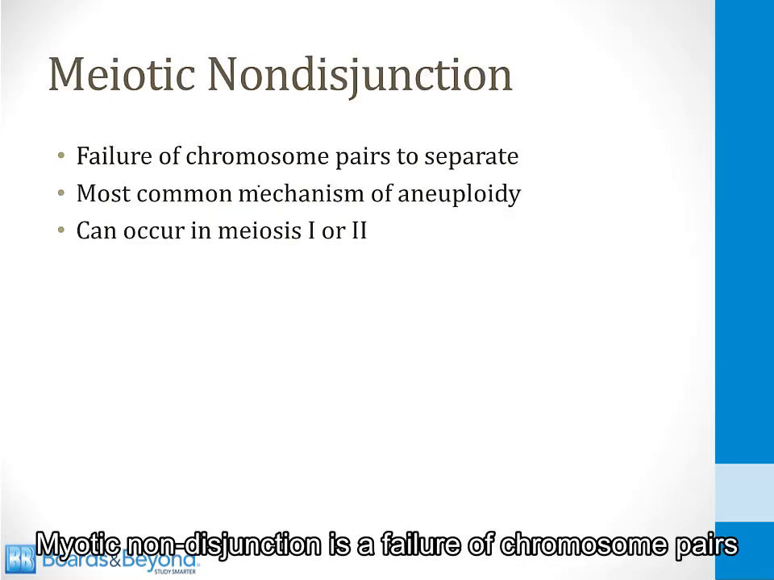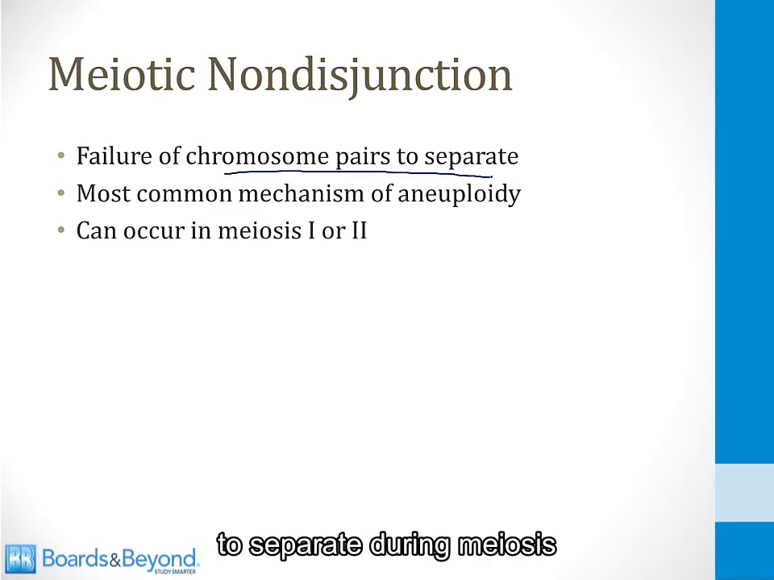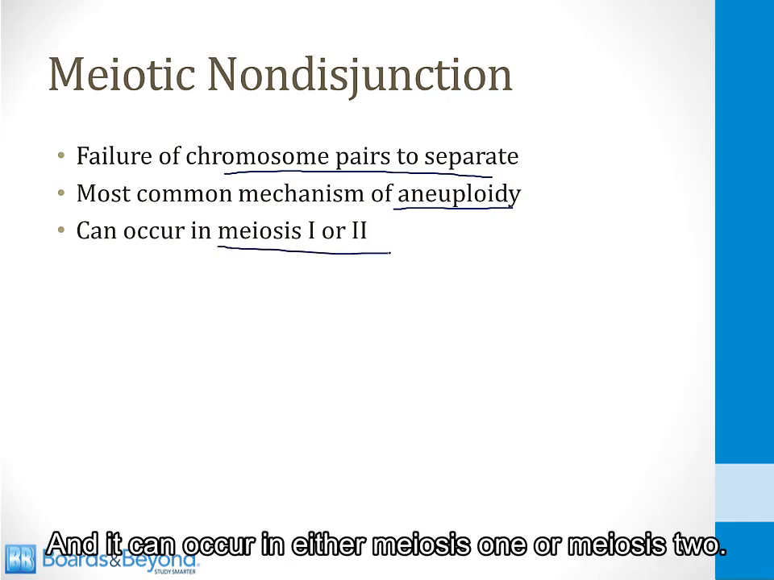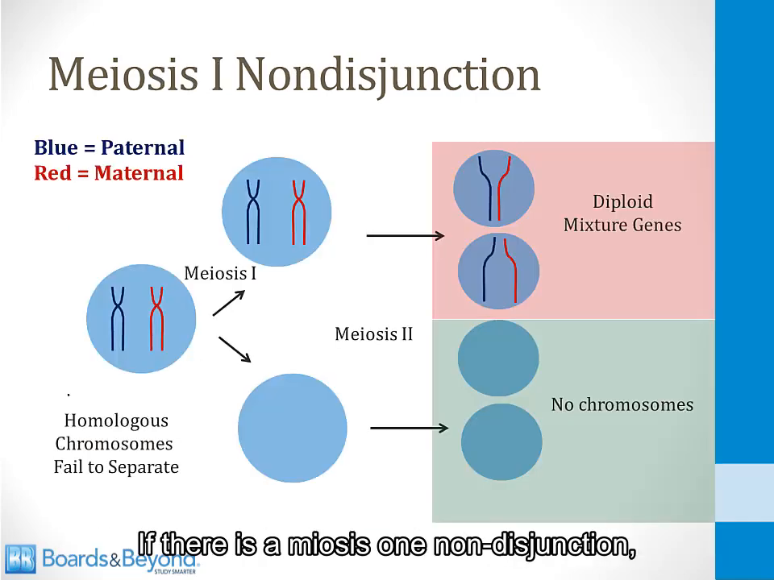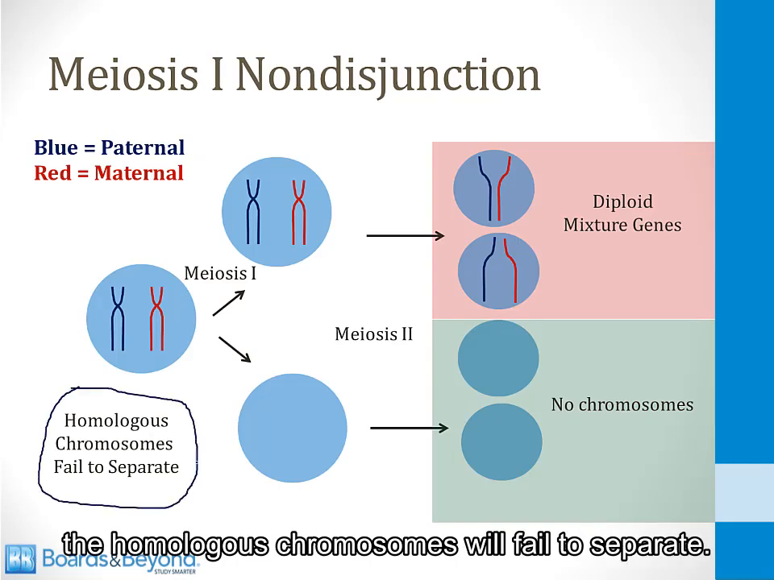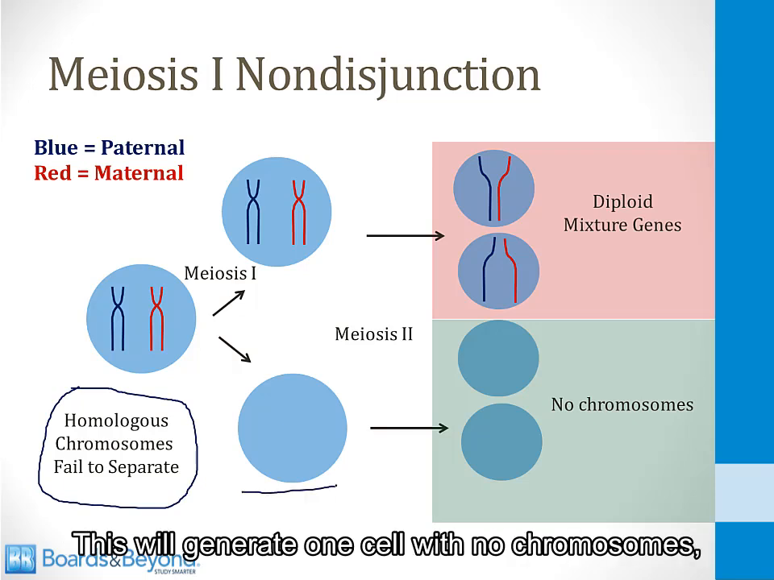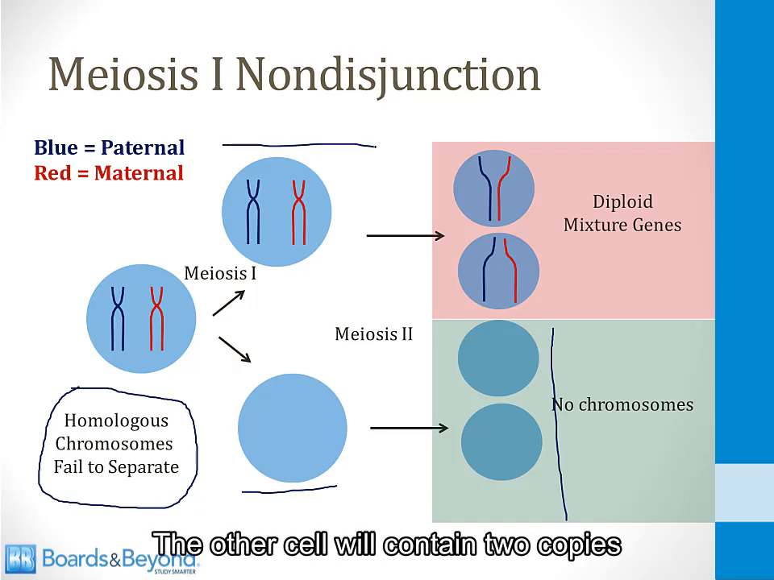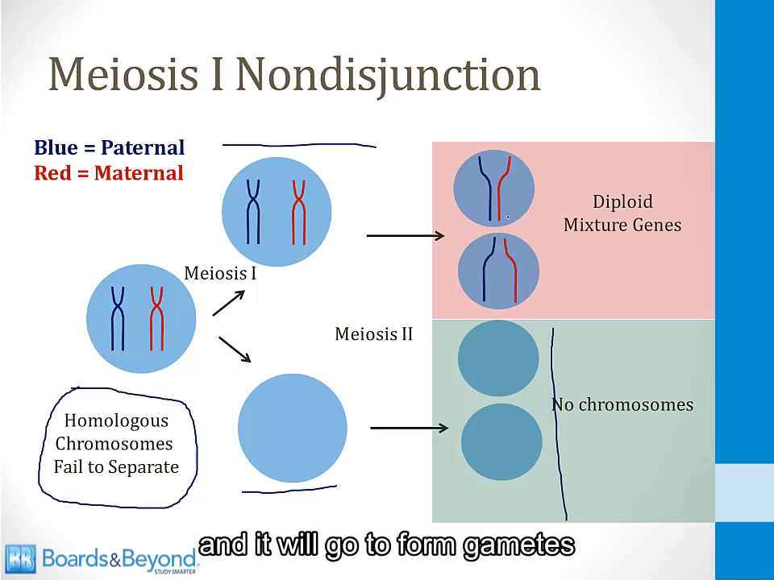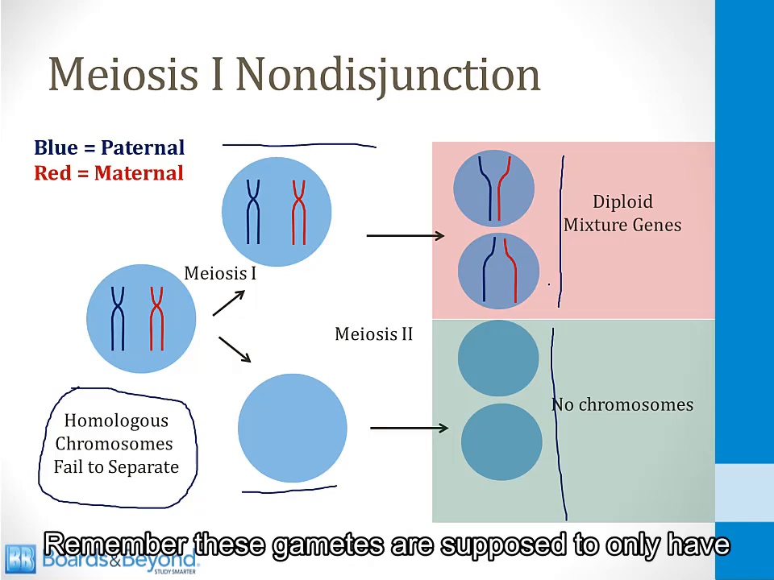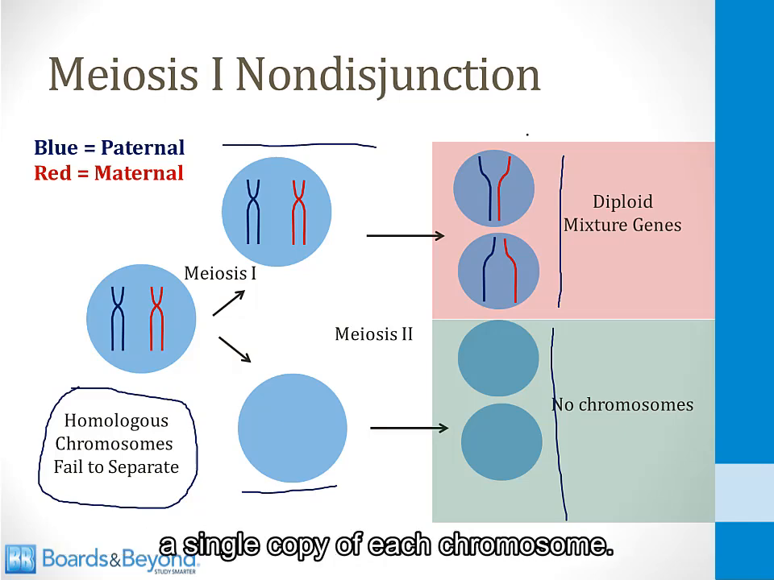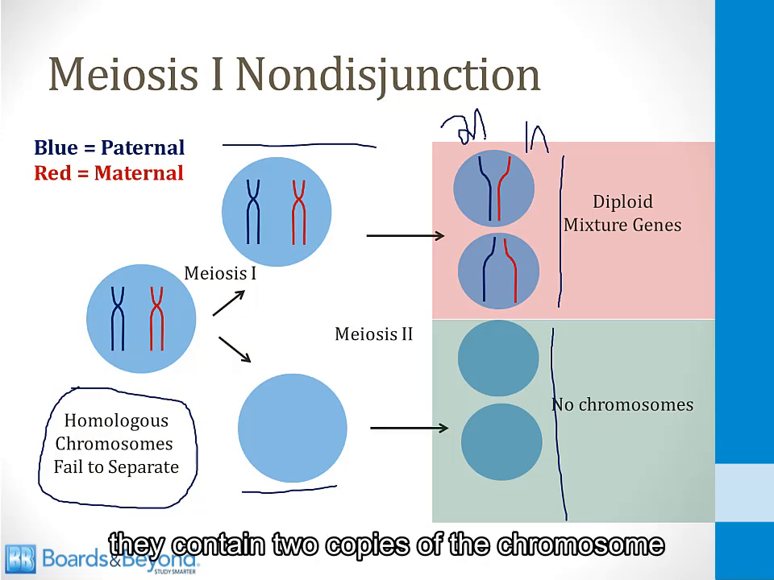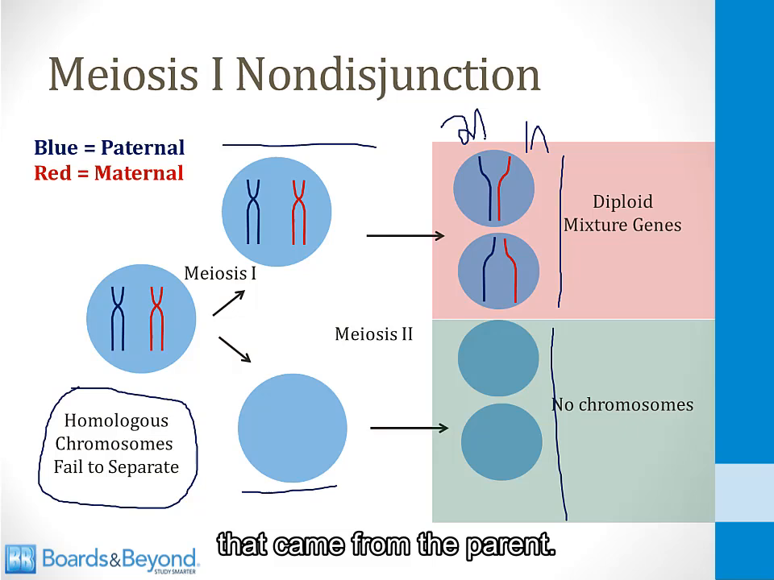Meiotic non-disjunction is a failure of chromosome pairs to separate during meiosis, and it is the most common mechanism of aneuploidy, and it can occur in either meiosis I or meiosis II. If there is a meiosis I non-disjunction, the homologous chromosomes will fail to separate. This will generate one cell with no chromosomes, which will go on to generate gametes that have no chromosomes. The other cell will contain two copies of a particular chromosome, and it will go to form gametes that have two copies of a chromosome. Remember, these gametes are supposed to only have a single copy of each chromosome. They are supposed to be 1N. However, in this case, as you can see, they are 2N.